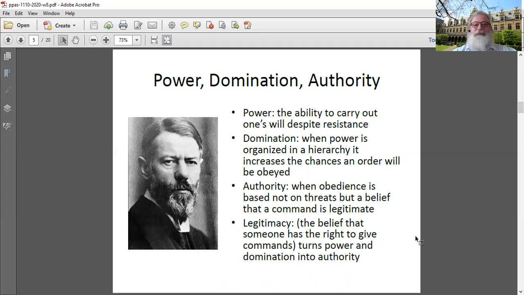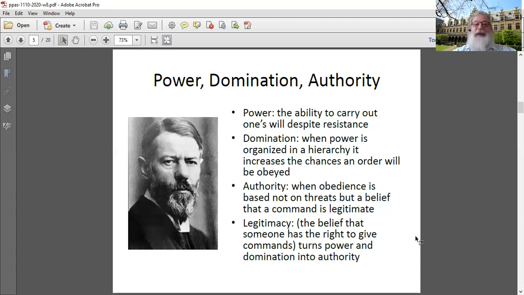Authority. When obedience is based not on threats, but a belief that a command is legitimate. Justin Trudeau usually doesn't have to threaten the members of the Liberal Party to support his policy. The vast majority of the Liberal members of Parliament, the vast majority of the time, do whatever Trudeau asks them to do because he has the legitimacy of having won the party's leadership in an internal election and then led the party to two victories in two general elections. He's the boss, right?